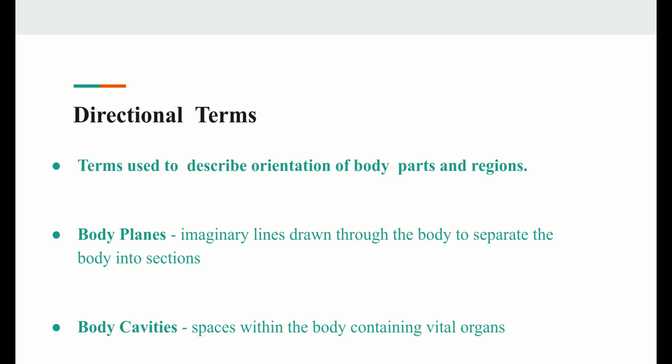When learning about the anatomy of the body, understanding directional terms is useful. Terms are used to describe the orientation of the body parts and regions of the body. For example, body planes are imaginary lines that are drawn through the body to separate the body into sections. So it would give you an idea of where certain parts are located in which planes. Body cavities are spaces within the body containing vital organs.